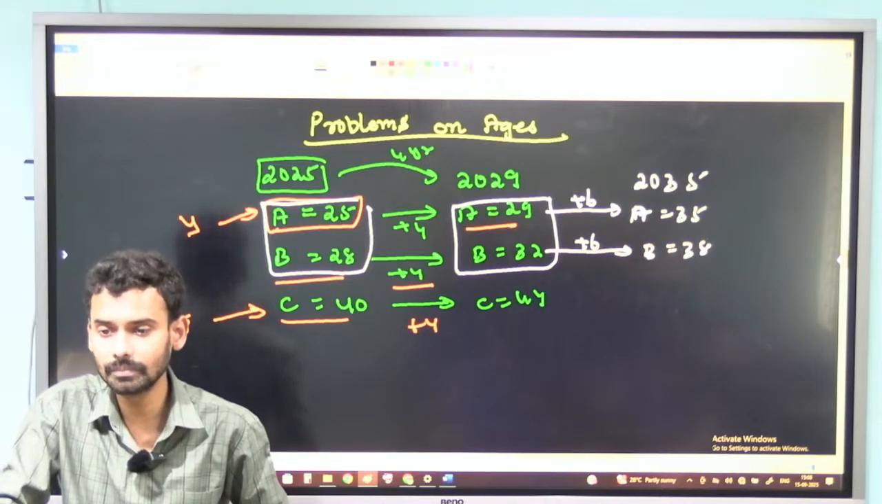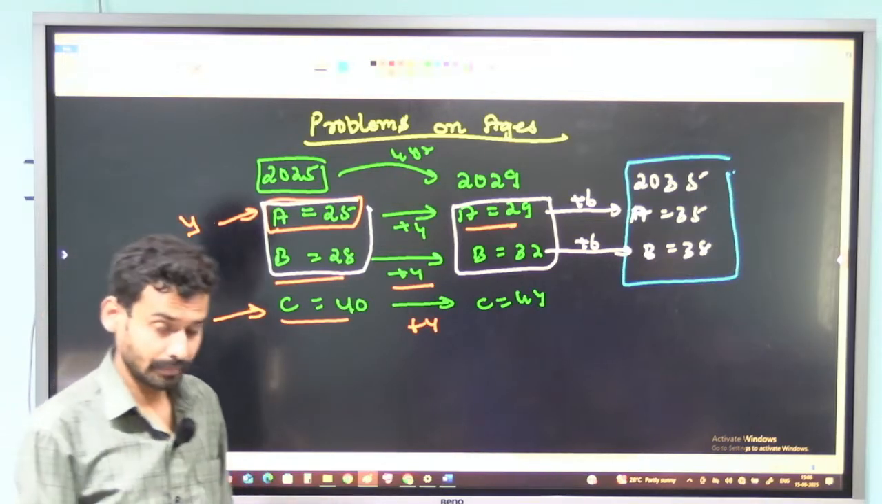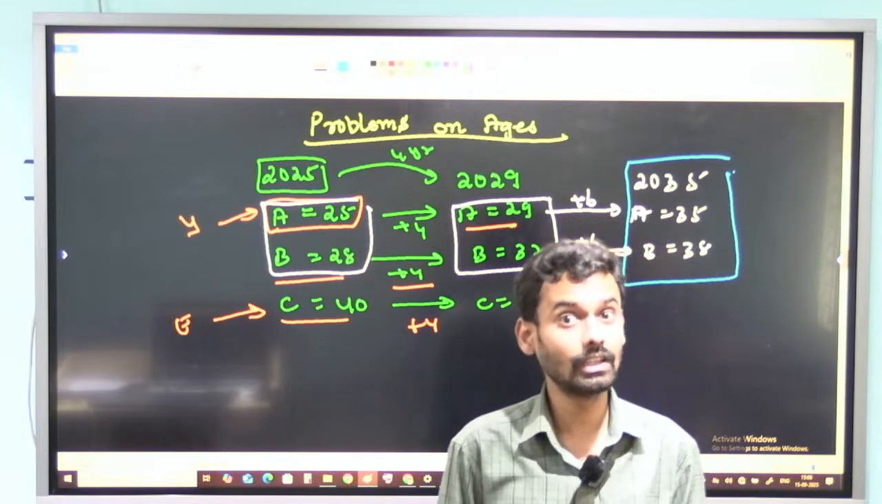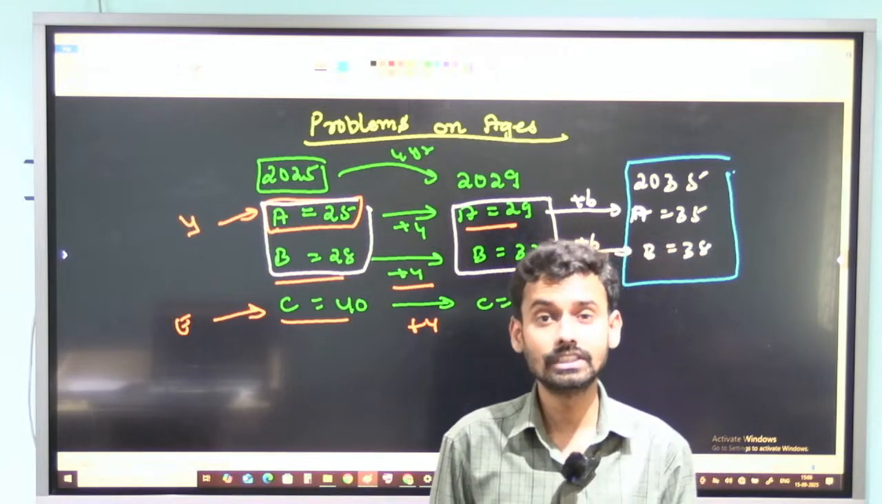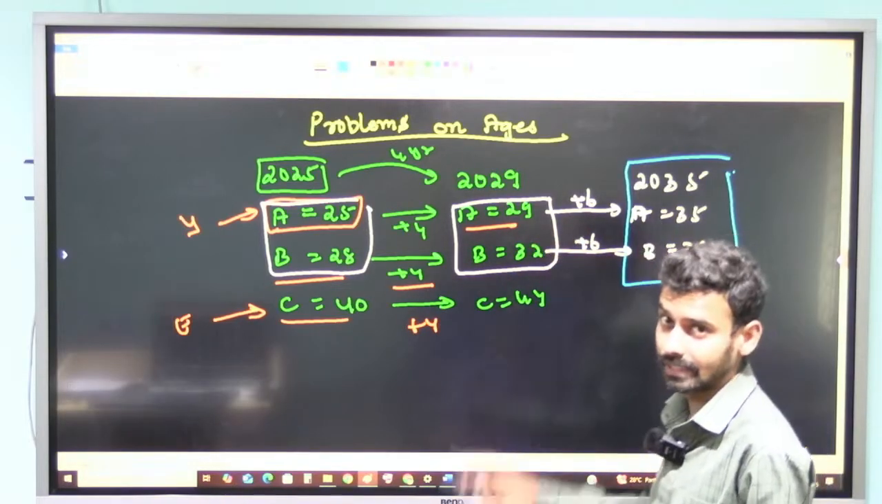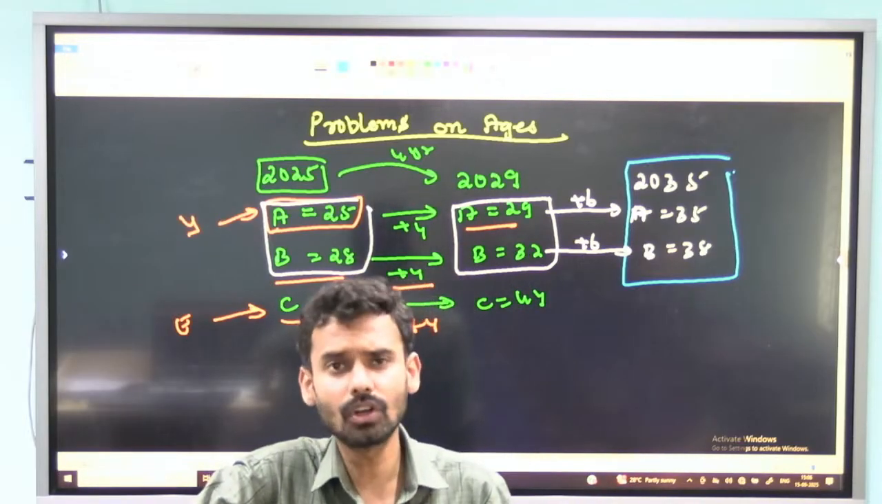And even if you observe here, A is still 3 years younger than B, which means the relative age gap between any two persons will not change with respect to changing time. Whether it is 2025 or 2029 or 2035, the age gap between A and B is not changing. It's the same for all the persons.